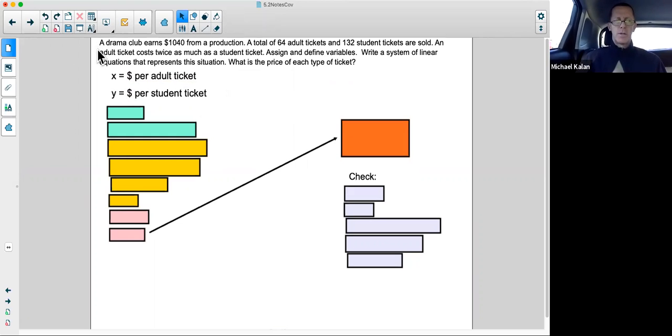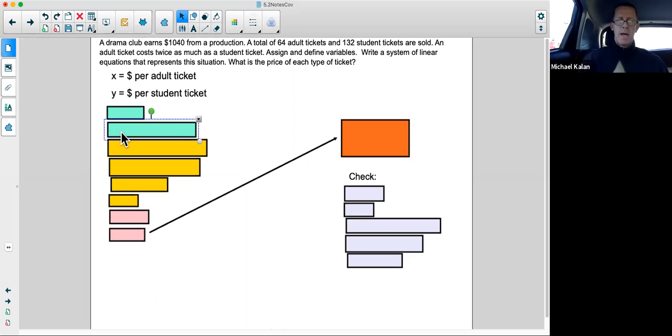Okay, and I said 2 sentences. This one, it's actually 3. The first 2 sentences make up one of the equations. So $1,040 from a production. 64 adult tickets and 132 student tickets are sold. Okay, well, think about that. Wouldn't that mean that the total money raised from selling adult tickets plus the total money raised from selling student tickets has to equal 1,040, right?